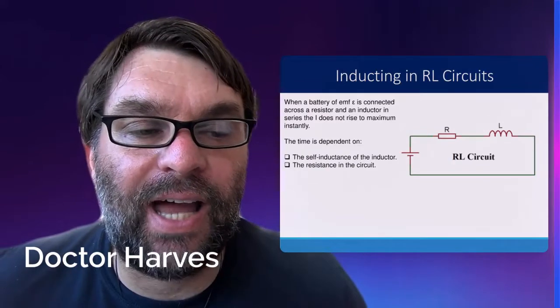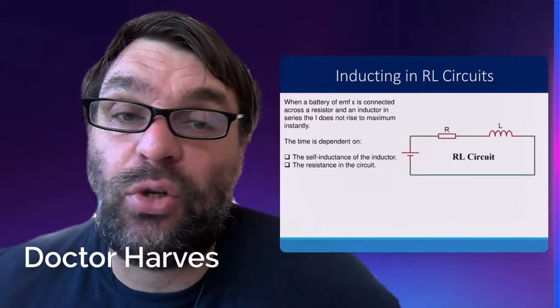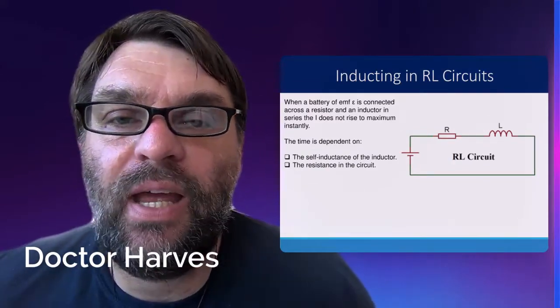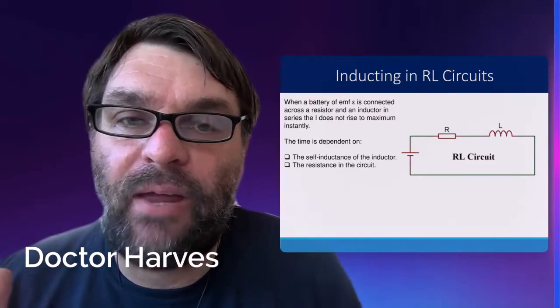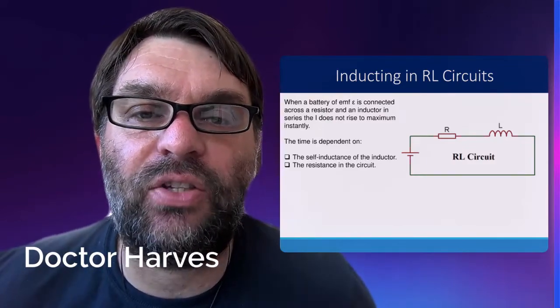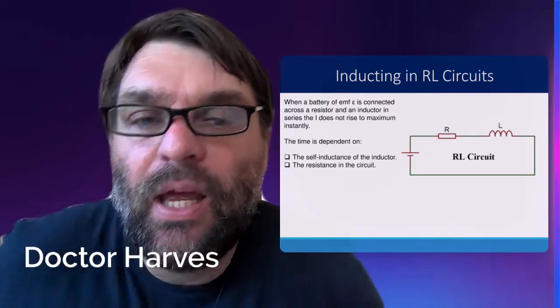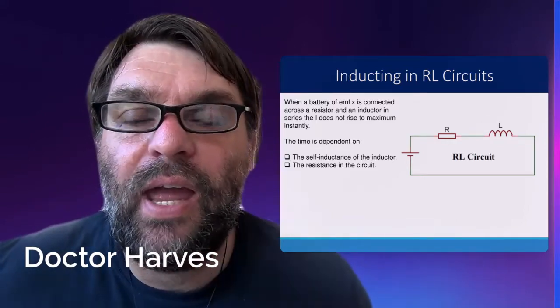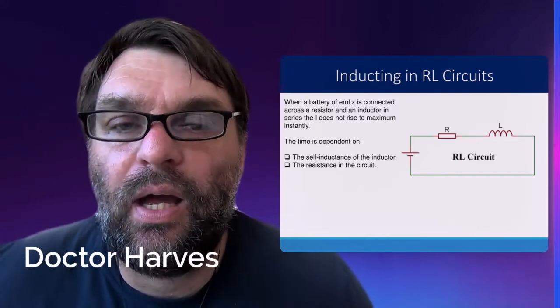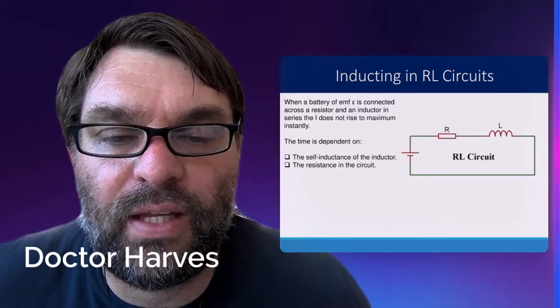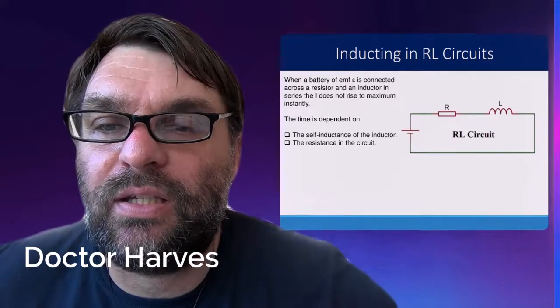Looking at inductance in RL circuits, analogous to the RC circuits we've used previously, when a battery of an EMF is connected across a resistor and an inductor in series, the current does not rise to a maximum instantly, due to the reasons outlined. The time is dependent, as we've seen, on the self-inductance of the inductor and also the resistance in the coil.